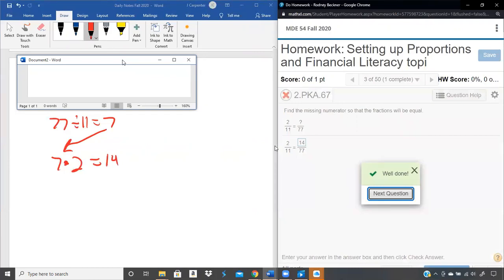And remember, if you don't trust these, you can reduce the right-hand side, and you should get the left-hand side. Now, if the left-hand side was reducible, because that's possible, that means you'd have to reduce both of them to confirm that they're the same thing.